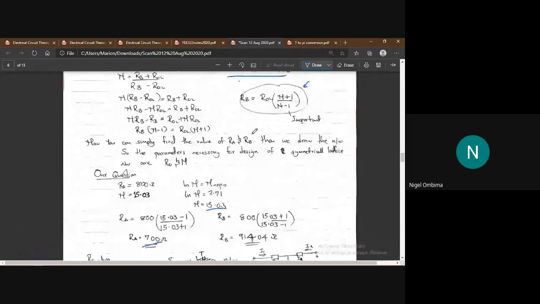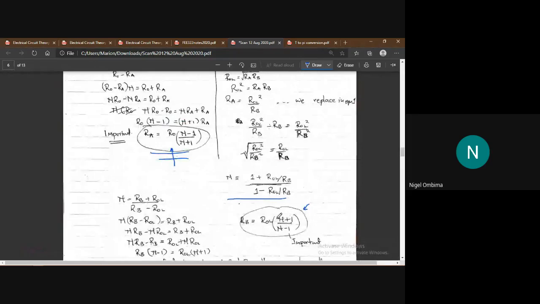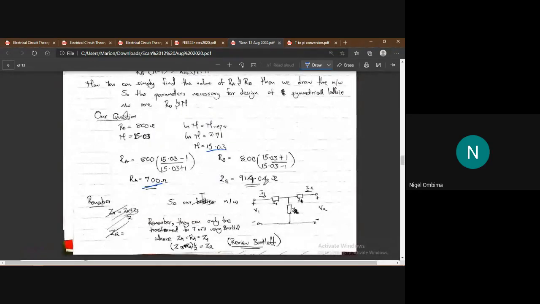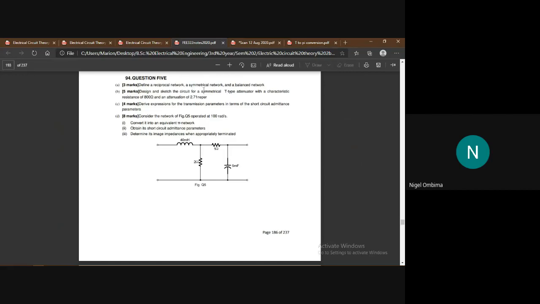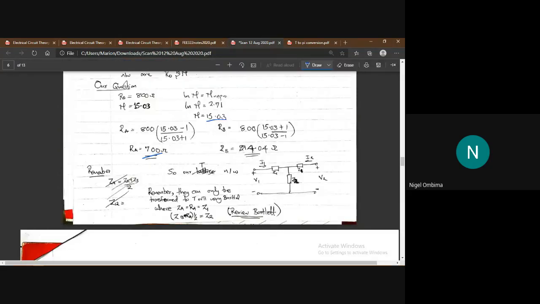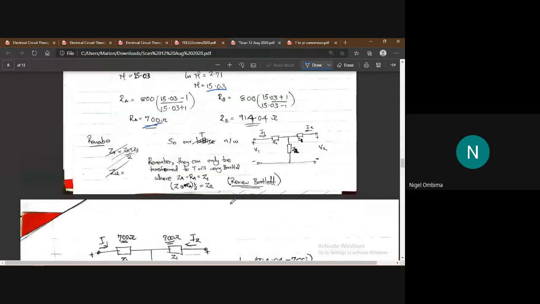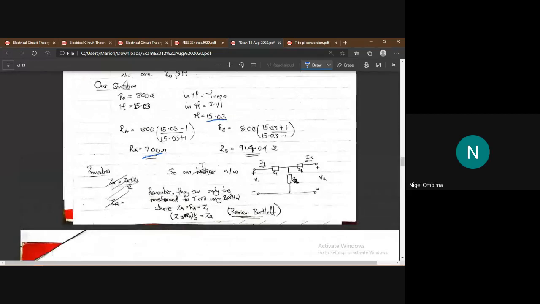Then for RB, you use this formula now to get 914.04. So we're supposed to put it in a symmetrical T-type attenuator. So RA and RB, basically their values from a lattice network. So to convert them to T you can use Bartlett's, but here we don't. Here we don't use Bartlett's.